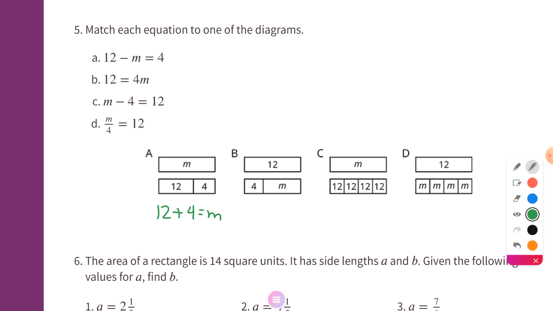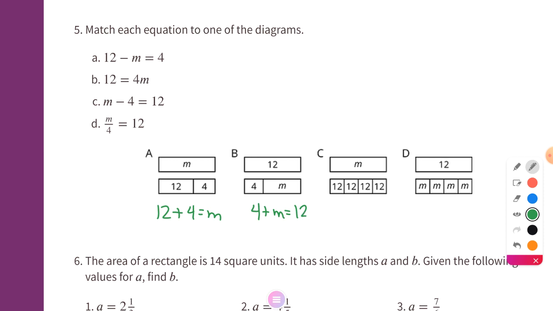What about the next one? Dawson, what's the next one? It's 12 minus, nope, the addition sentence for this. It's 12 plus, nope. Emmy, help him out. 4 plus M equals 12.